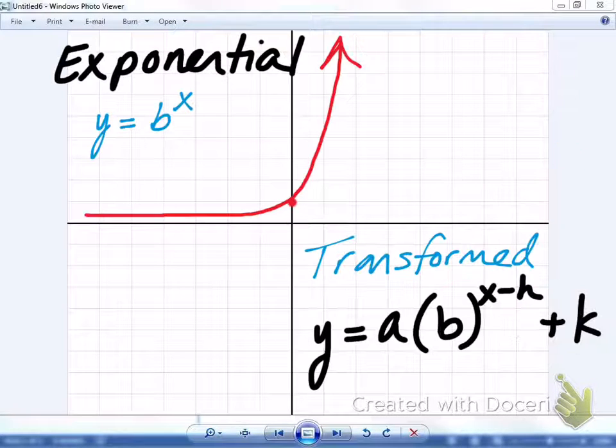All right, so the next parent function is exponential. You'll notice that to the left of the graph, the line never intersects the x-axis, and then it continuously goes up. It could also continuously go down based on how it's transformed. But here you should notice that the arrow direction for exponential is similar to the arrow direction of quadratic. They both either go up or down.